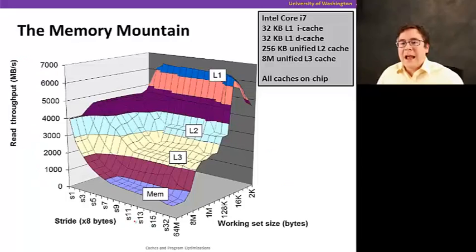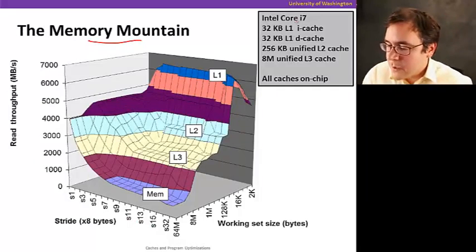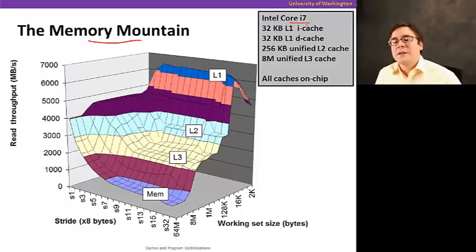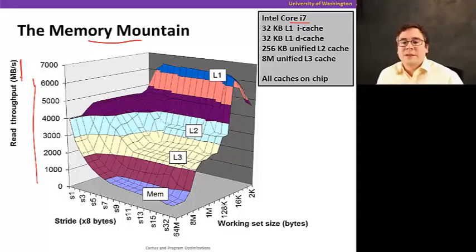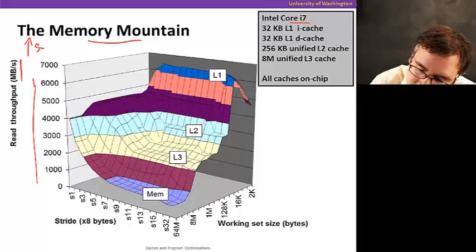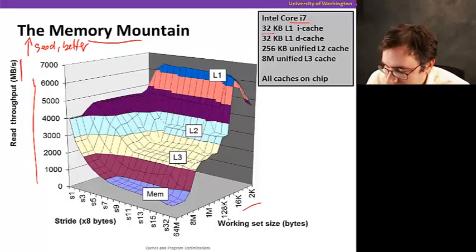Okay, let's end our memory and cache section with what we call the memory mountain. This is very cool. Again, we ran some experiments on an Intel Core i7. What we're showing on this axis is read throughput in megabytes per second, so up is better. Our L1 cache is 32 kilobytes. This is the working set size, which grows this way, and the stride size grows this way.